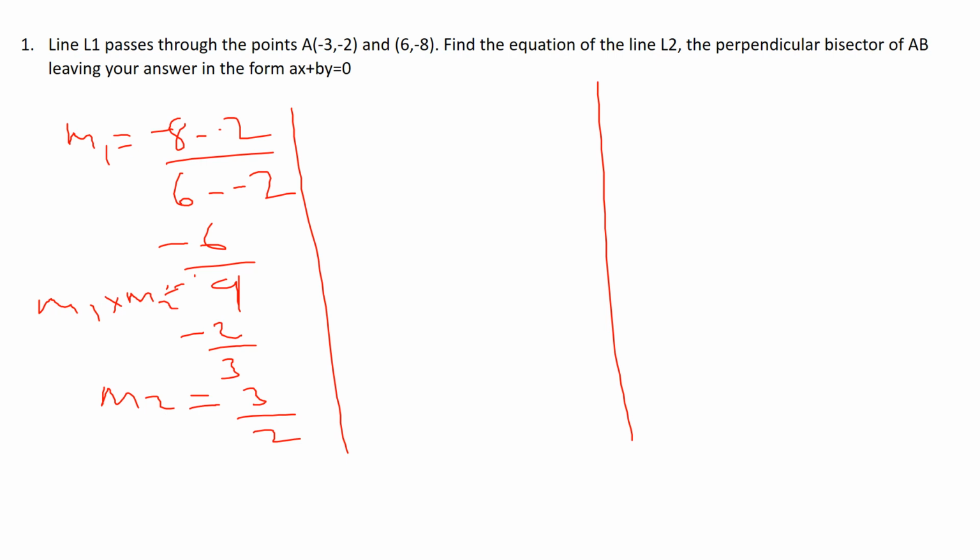So in that case now I can come and find the equation that is the perpendicular bisector. And for that, a perpendicular bisector means it is cutting this line at the middle here. So I need the midpoint.